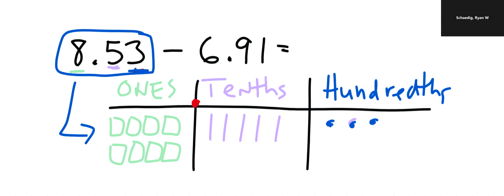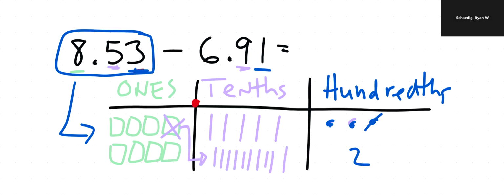Now, my next job is I'm going to come into the hundredths and I need to take one away. Well, I can do that because there was three of them and now I have two left over. I'm going to come into the tenths place and I got to take nine away. That I cannot do, right? So what I'm going to do is I'm going to take one of these ones and I'm going to decompose it and I'm going to move it over here and make it 10. 1, 2, 3, 4, 5, 6, 7, 8, 9, and 10.